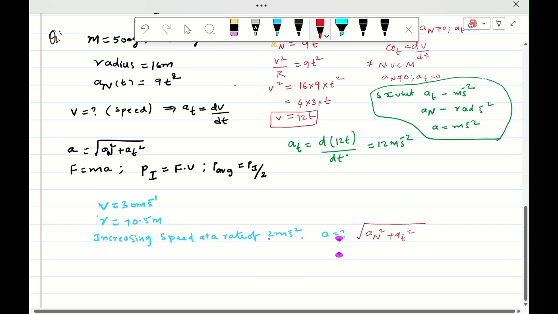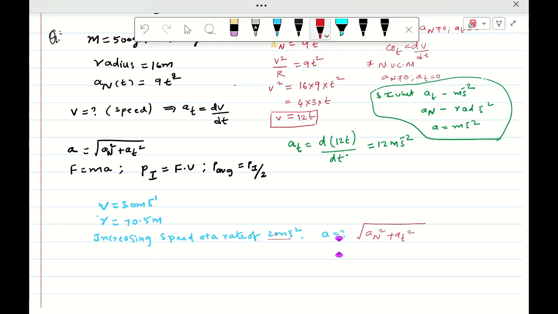That means here already 2 meters per second power minus 2 is given. This is not acceleration. Why are they asking again for acceleration? This is not acceleration. So this is given like increasing speed at the rate of is given. That means 80. Okay, now then, an value v square by r, substitute, means you will get something, right? So I hope you understand this.